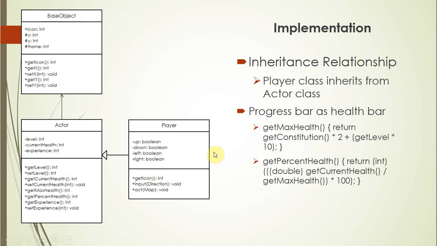So the player class inherits all the information from the actor, and the player inherits all these getters and setters that are located in the actor class. For this user story, only the health related getters and setters were used, such as get current health, set current health, get max health, and get percent health to control the health of the player.